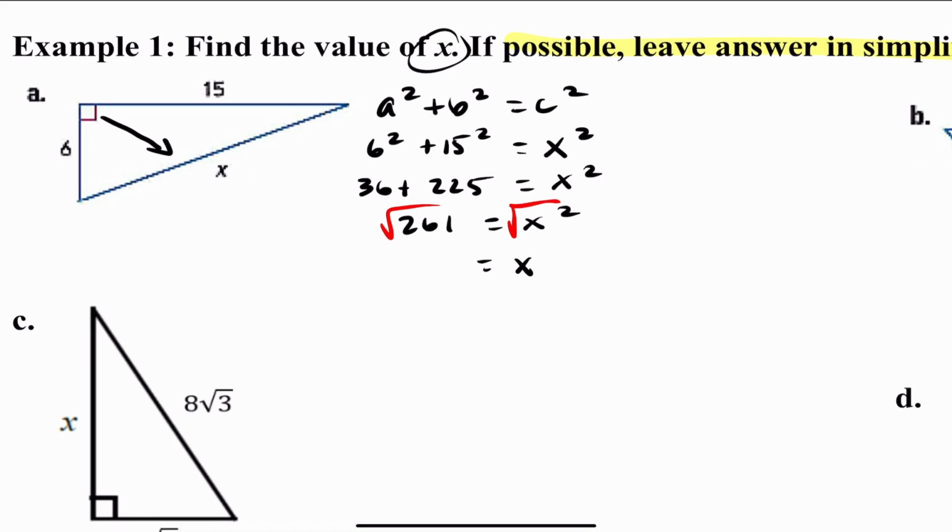So the square root of 261, I can break that up. I'm thinking the square root of 9 times 29, because 9 times 29 is 261. The square root of 9 is 3, so 3 is going to go on the outside, and 29 is going to remain on the inside. So I have 3 root 29, and that is my answer for x.